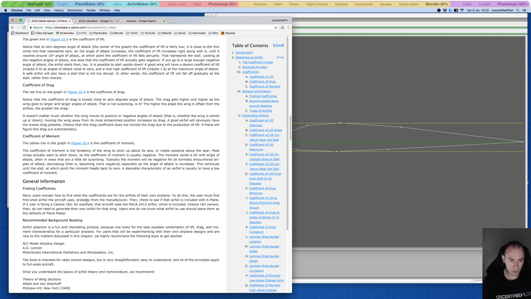We know already, 2412. Probably from the manufacturer. Then check to see if that airfoil is included with X-Plane. It is. If a user is flying a Cessna 182, for example, the airfoil uses the NACA 2412 airfoil. Exactly, which is included. Cessna 182 owners then do not need to generate their own airfoil for that wing. Users who do not know what airfoil to use should leave them as defaults of airplane. But hold on!